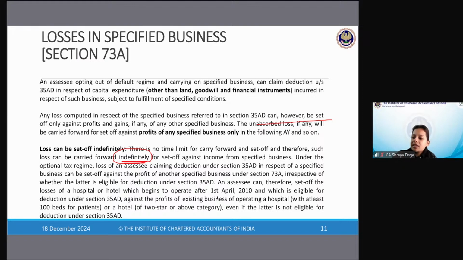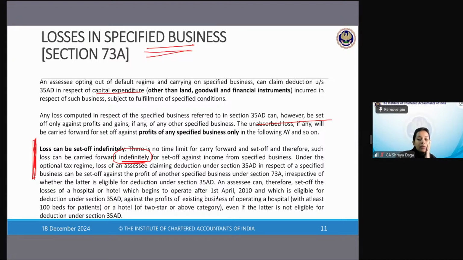Because law wants to incentivize this business. The specified business referred to in 35 AD, they wanted more and more people to do. They understood that it's a challenging business. It is a highly capital intensive business, so they allowed you to claim capital expenditure. It is also loss making, at least in the initial years, or it has a long gestation period. It takes time to break even in those businesses. So they have allowed, okay, no problem. You are doing business which I want you to do for the economy. I will give you the benefit to carry forward your loss indefinitely.